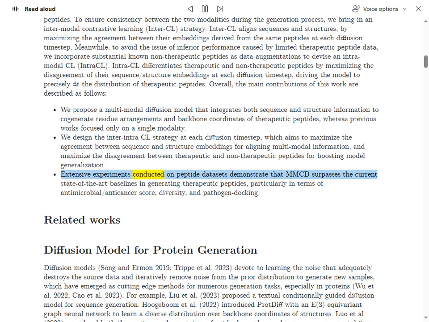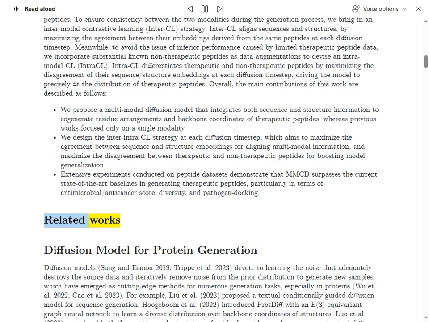Extensive experiments conducted on peptide datasets demonstrate that MMCD surpasses the current state-of-the-art baselines in generating therapeutic peptides, particularly in terms of antimicrobial/anticancer score, diversity, and pathogen docking.